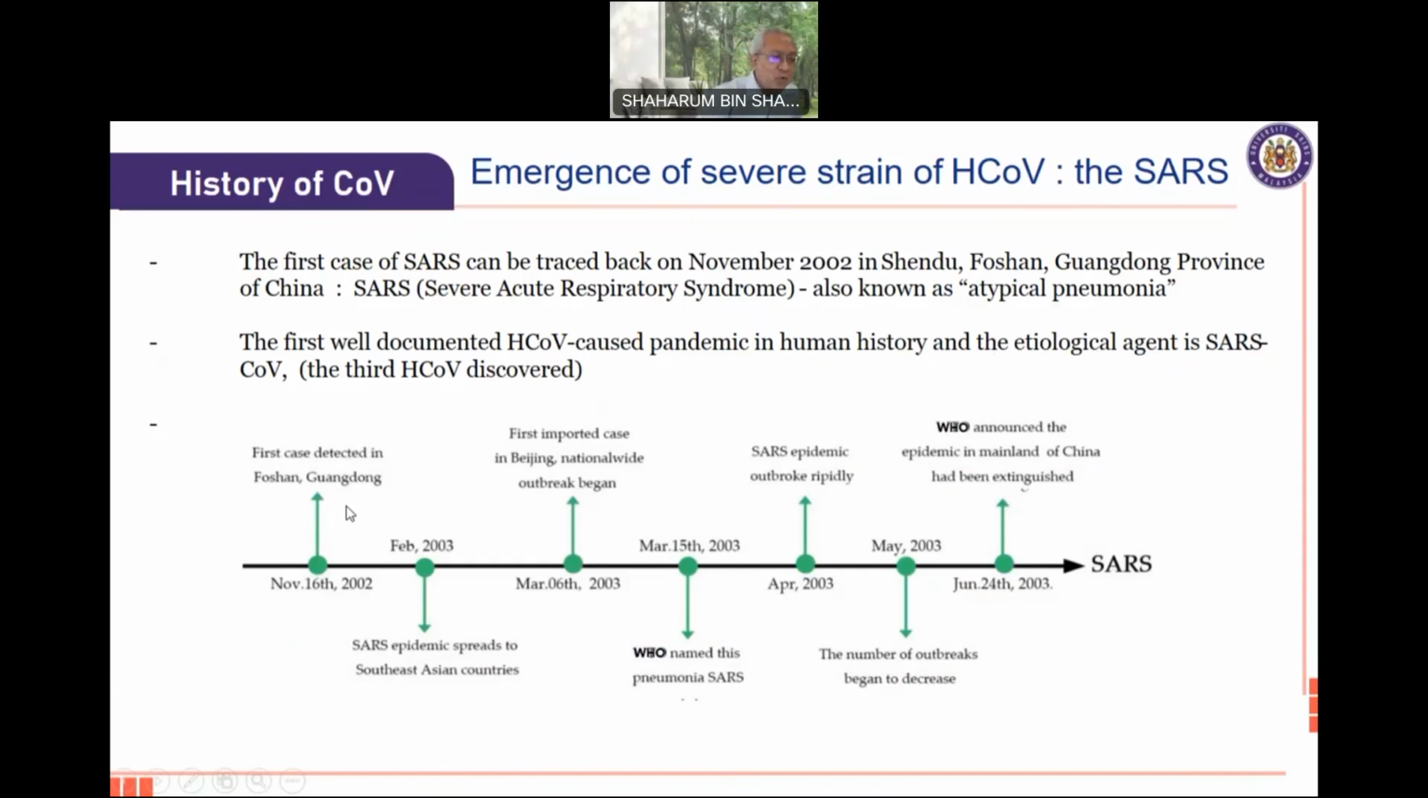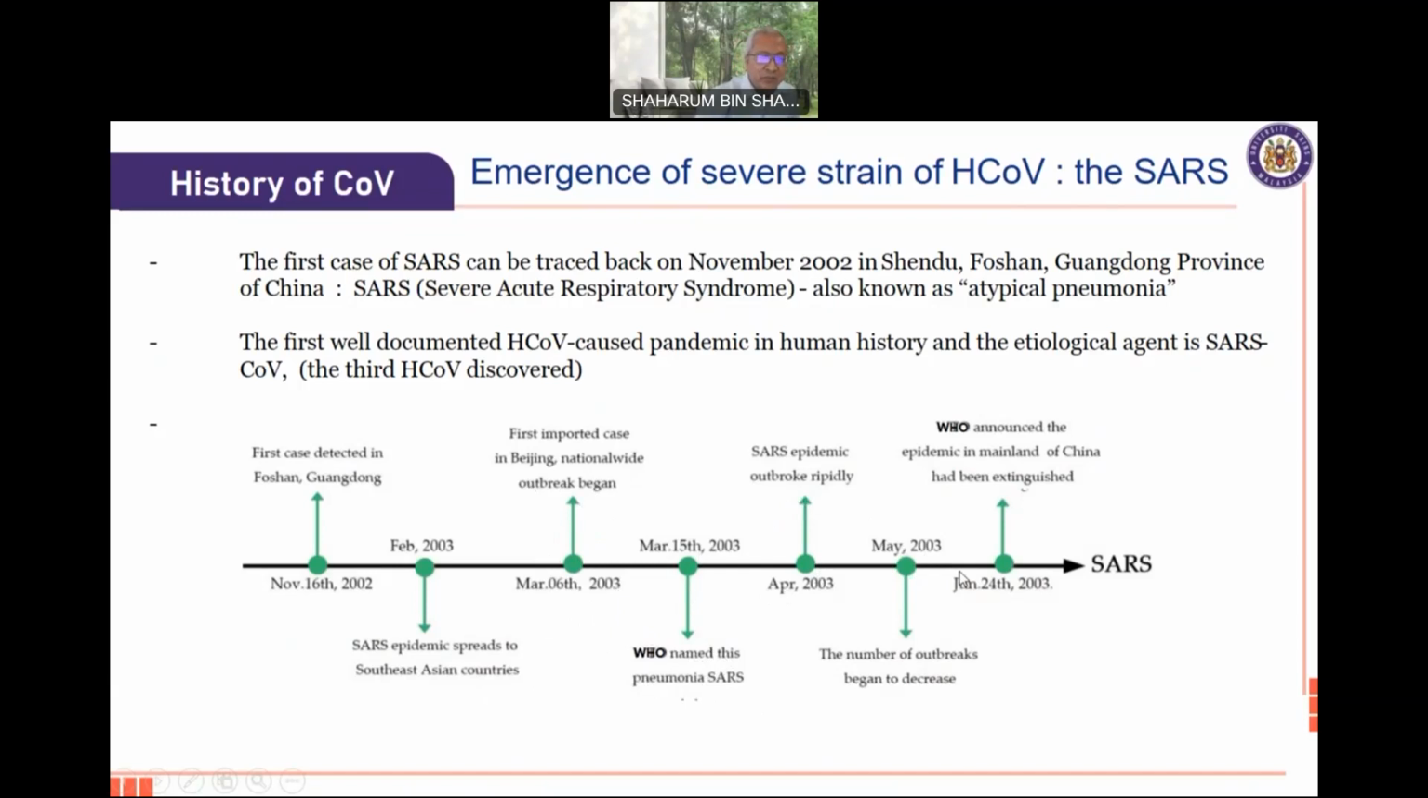It was first detected in Guangdong during the middle of November 2002, and in February 2003, a few months after that, the SARS epidemic started to spread to Southeast Asia, and it became a nationwide outbreak in March 2003. WHO named this disease pneumonia SARS. Then in April 2003, the epidemic was growing rapidly.